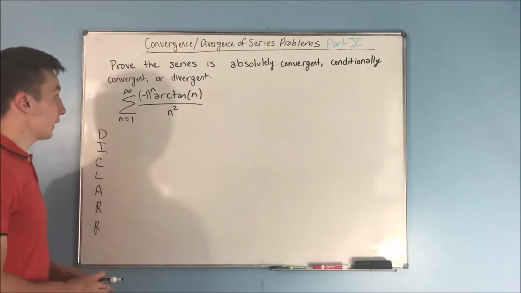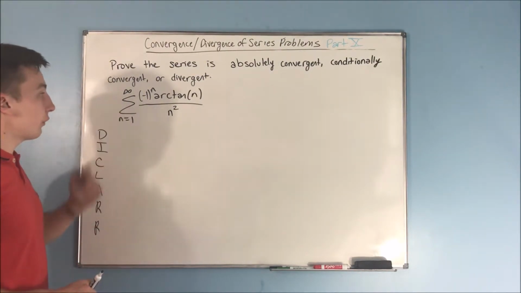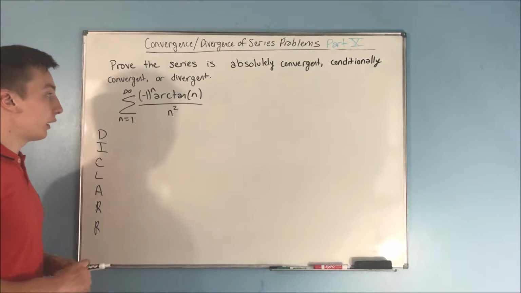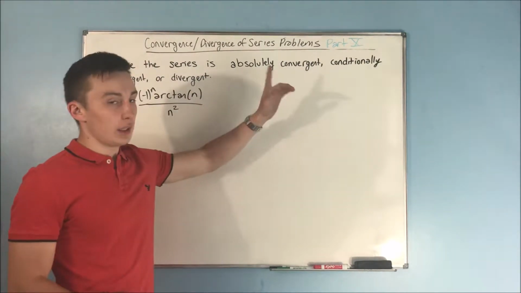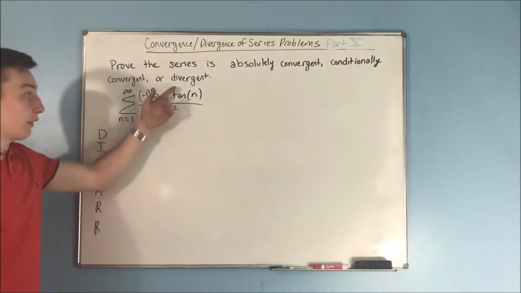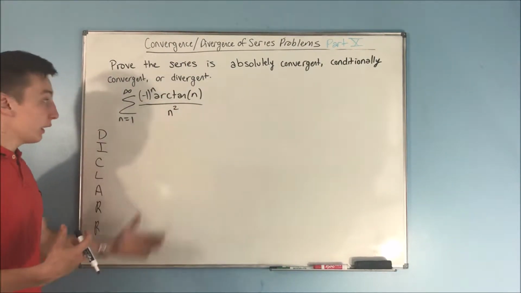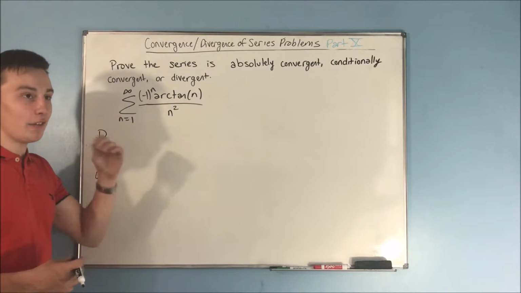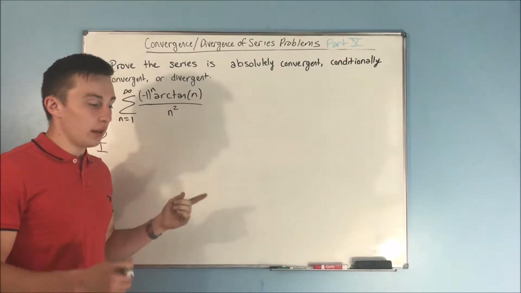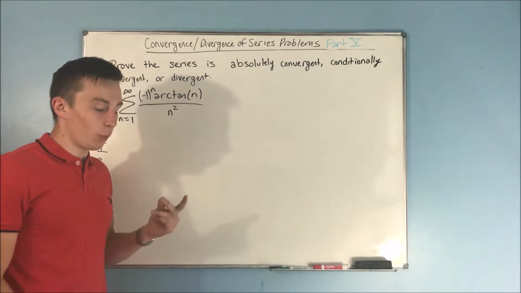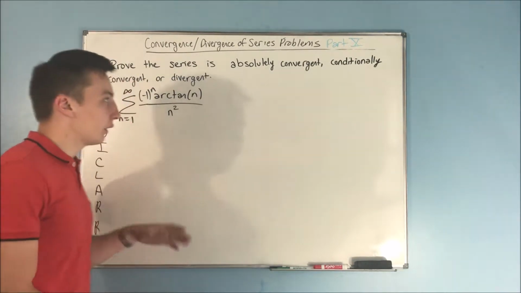So we have the sum from n equals 1 to infinity of -1 to the n times arctan of n over n squared. We want to see if this series is absolutely convergent, conditionally convergent, or divergent. And I should have put this in the what-you-need-to-know-for-Calc-2 video; I might even go do it now.